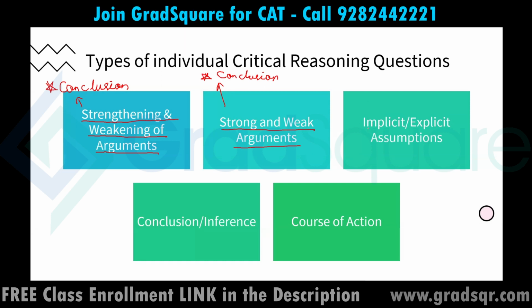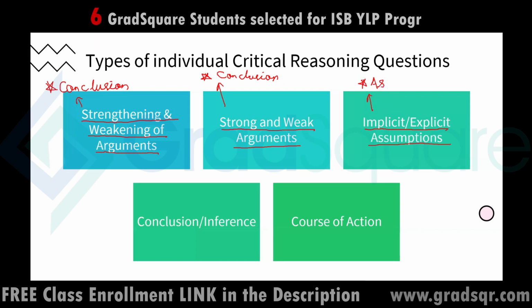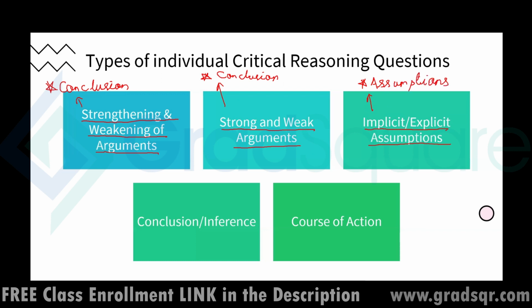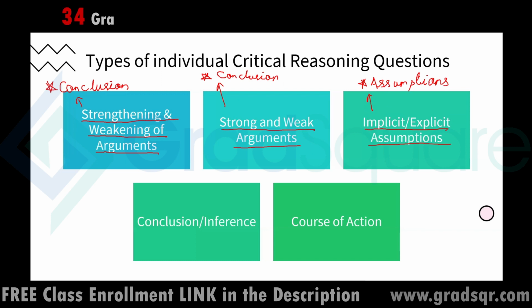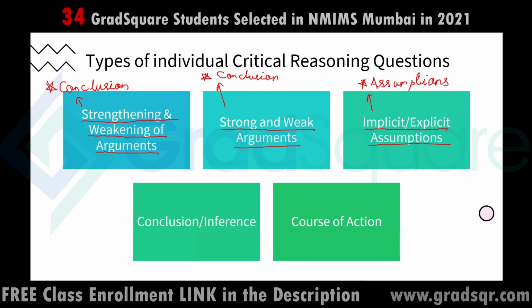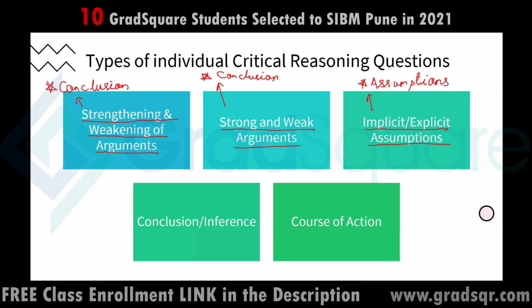Next type of question, which is also a very important type of critical reasoning question, is implicit and explicit assumptions. Right? So, of course, the name itself should tell you that the most important component of the argument to be evaluated here is assumptions. So what will happen in these questions is that once again, you'll be given an argument, followed by two different statements. First statement will have an assumption. Second statement will also have an assumption.